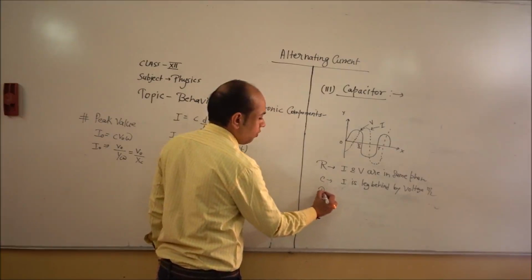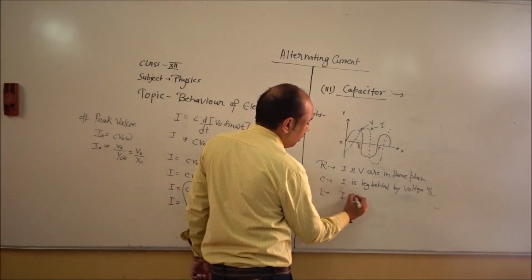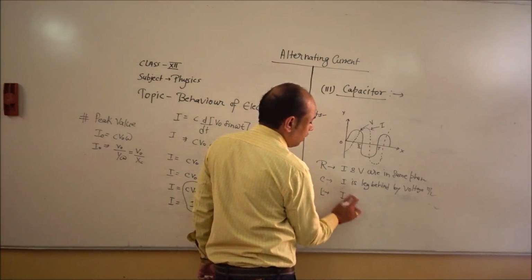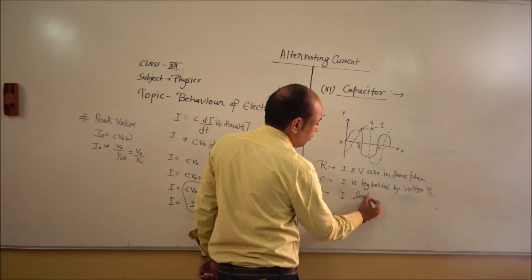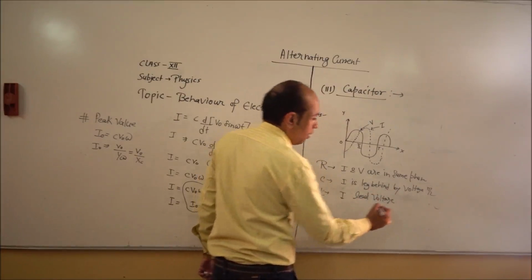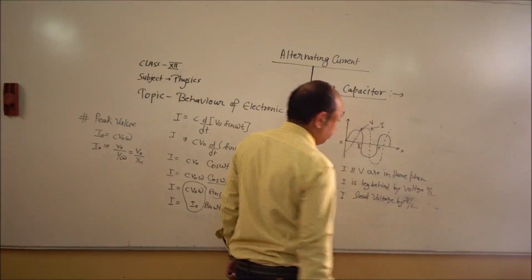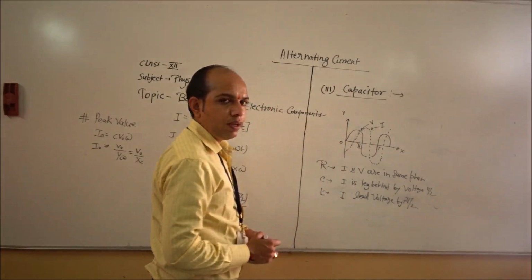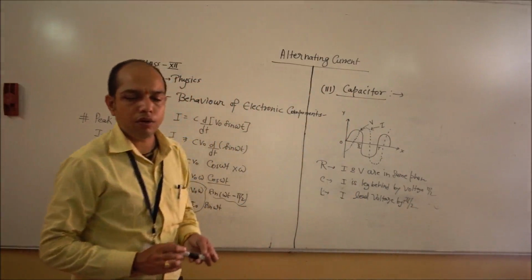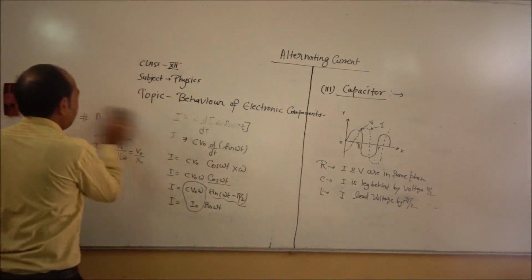Similarly, in case of inductor L, we can say current leads voltage by phase angle plus pi by 2. Okay, so this behavior is to be used in order to analyze combinations of circuits.